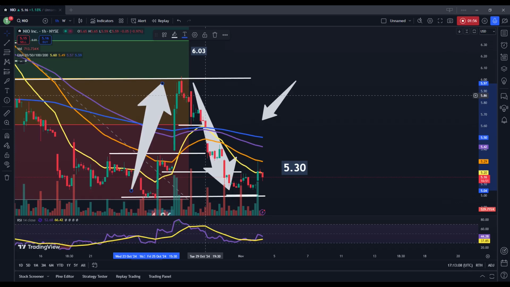Imagine the S&P 500 did something like that, or imagine NVIDIA did something like that. It would be a major, major news story. This is NIO, of course, so it doesn't get as much attention as the S&P 500 or NVIDIA, obviously. But these are substantial price movements.